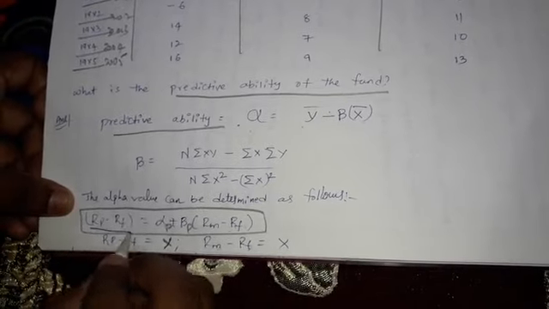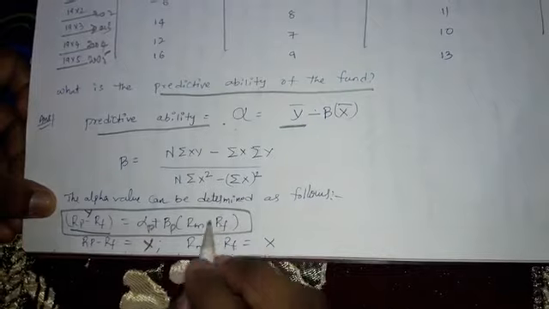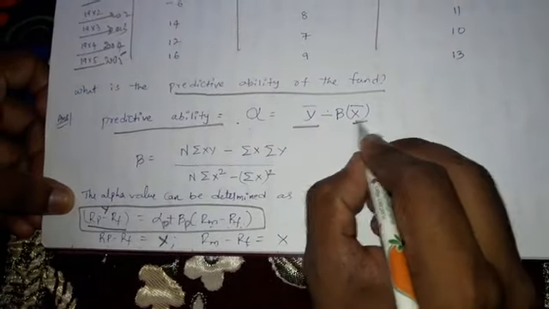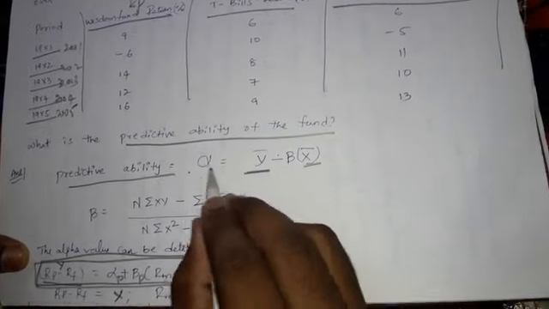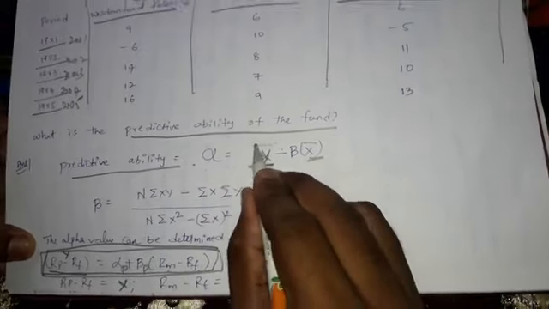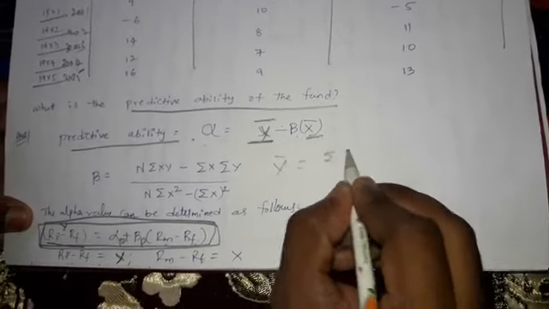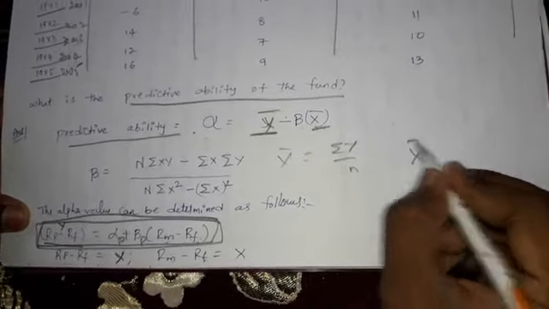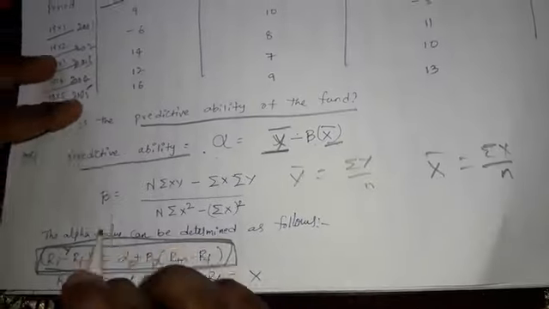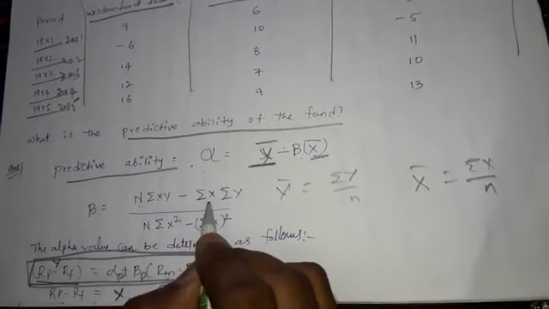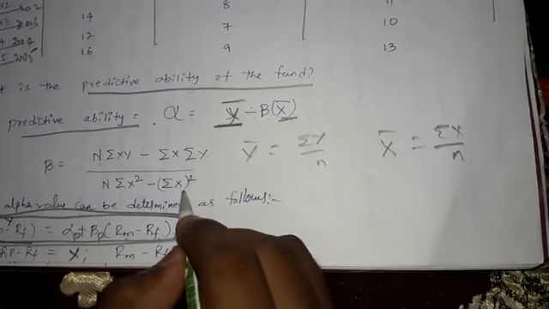In the place of Rp minus Rf is y, right? So y, and in the place of Rm minus Rf is x. So this equation can be written as alpha equals y bar minus beta into x bar, where y bar equals summation y by n, and x bar equals summation x by n. So here beta equals n into summation xy minus summation x into summation y, divided by n into summation x square minus summation x whole square.